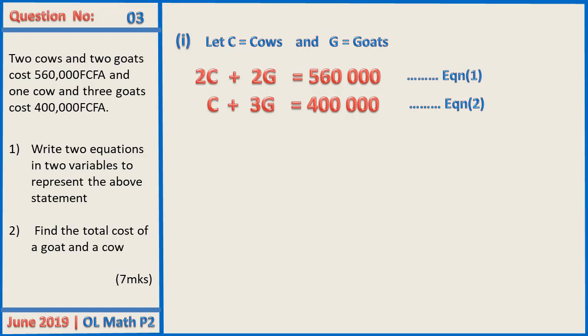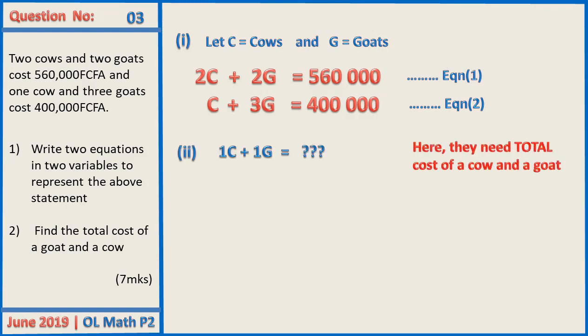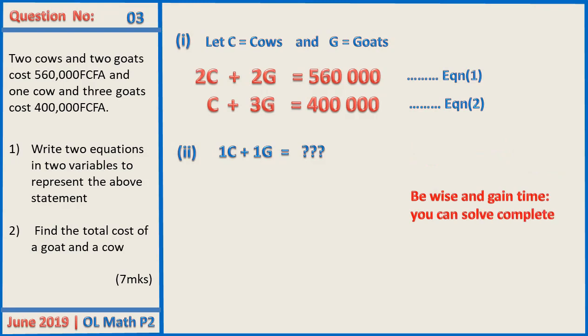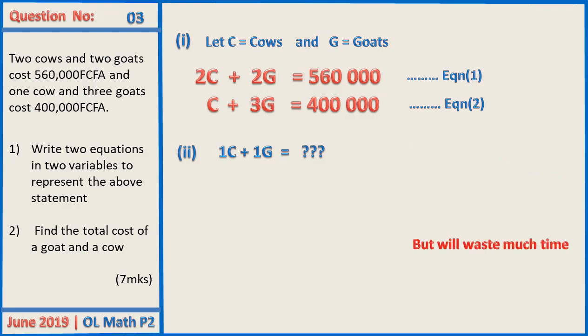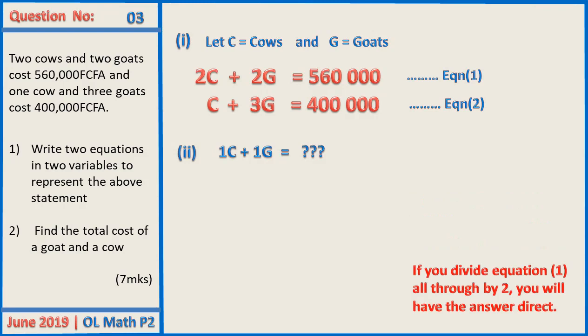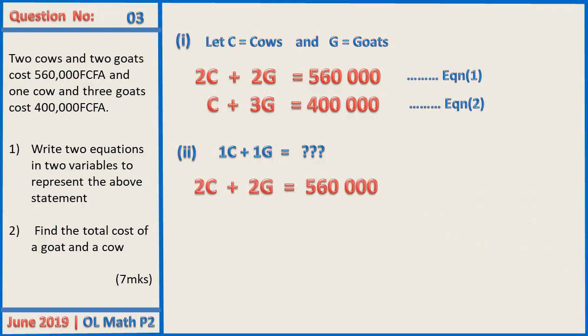Now find the total cost of a goat and a cow. You have to be careful with this question because they say the total of 1 goat and 1 cow, so that is 1G plus 1C. If you look at the equations very well, you observe that equation 1, if you factor out the 2, you will have the answer directly. You may decide to solve, but you are going to waste a lot of time. So let us use equation 1 and factor it out.